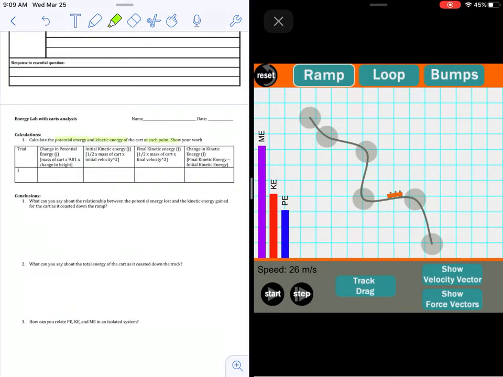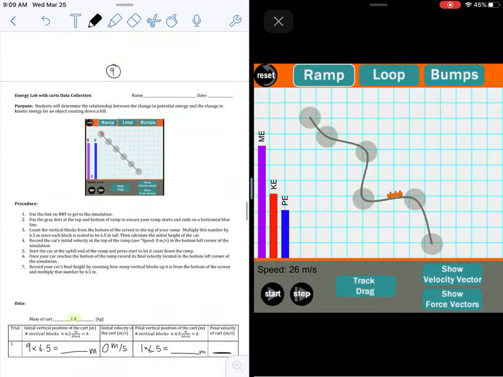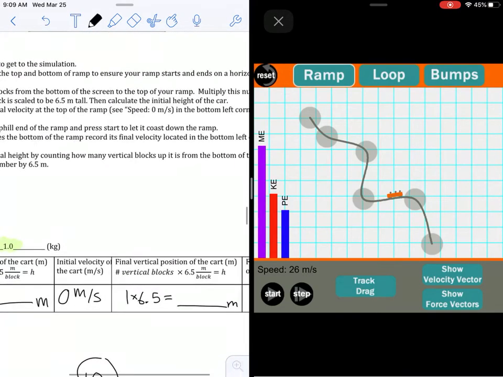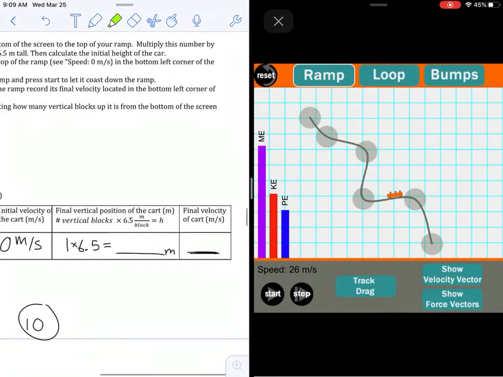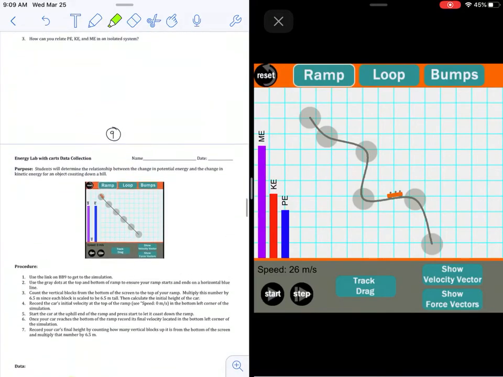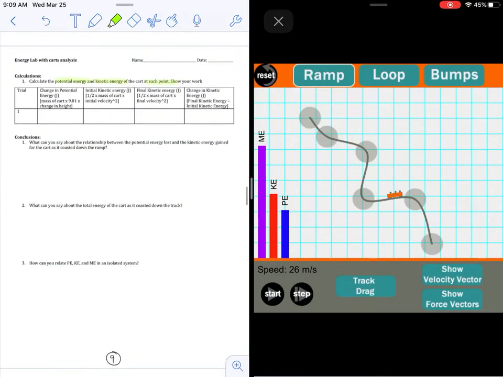All right, so I've laid it out step by step for you. Change in potential energy is going to be mass of the cart times 9.81 times the change in height for the cart. And in order to find the change in height for the cart, we're going to go down to our data. We're going to say, well, our initial height was whatever this number was, right? Initial vertical position. And then we are going to subtract our final vertical position. And that will be our change in height.